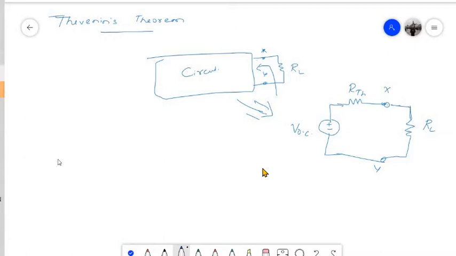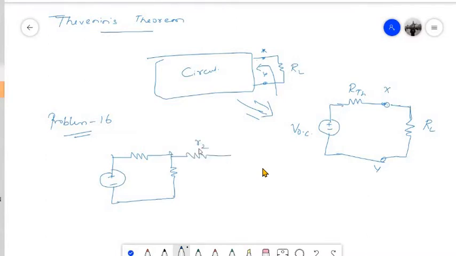Now let me illustrate this with the help of a small example. So you can note it as problem number 16. Now you can consider the simple DC circuit which I am going to show here. This is my load resistance RL, and let's say this is the current IL that is flowing through the load resistance, and this is resistance R3, R1, and let's say this is the source Vs.